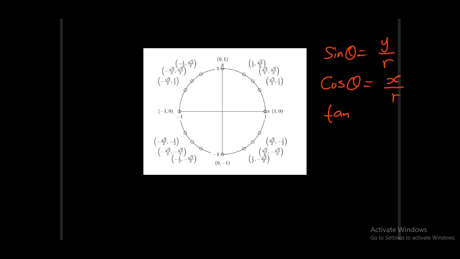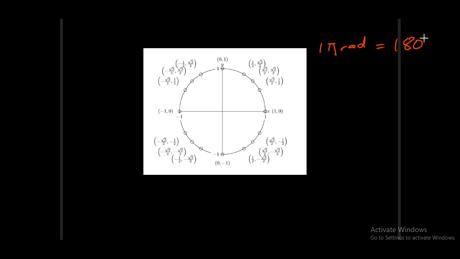Finally, tan of some angle theta would be y over x. Now keep this and remember this. We're going to use it in a while. As part of our revision, or if you did not know, 1 pi radian is equivalent to 180 degrees. So we usually express angles in degrees, but when you're dealing with calculus or any other international standard, we usually represent our angles in pi radians. So this is the conversion which we're going to use.